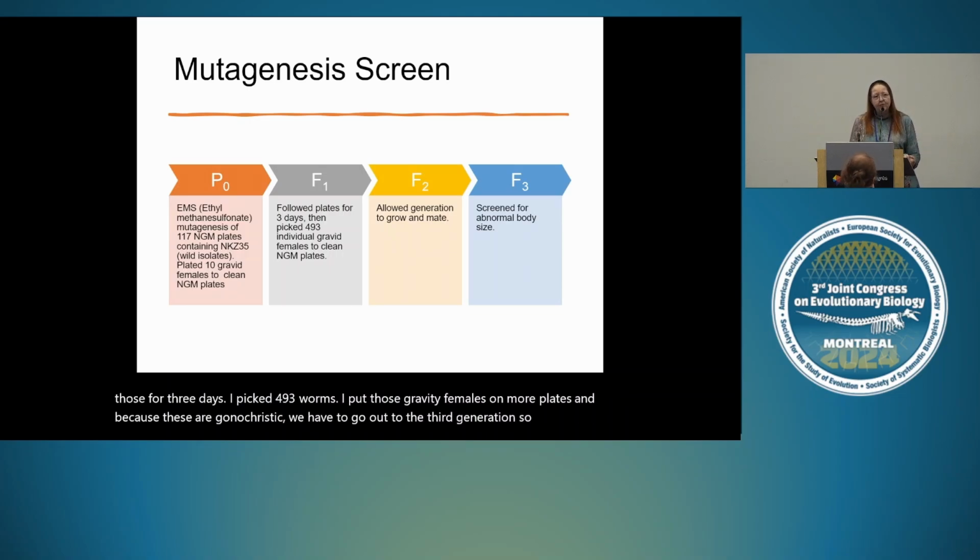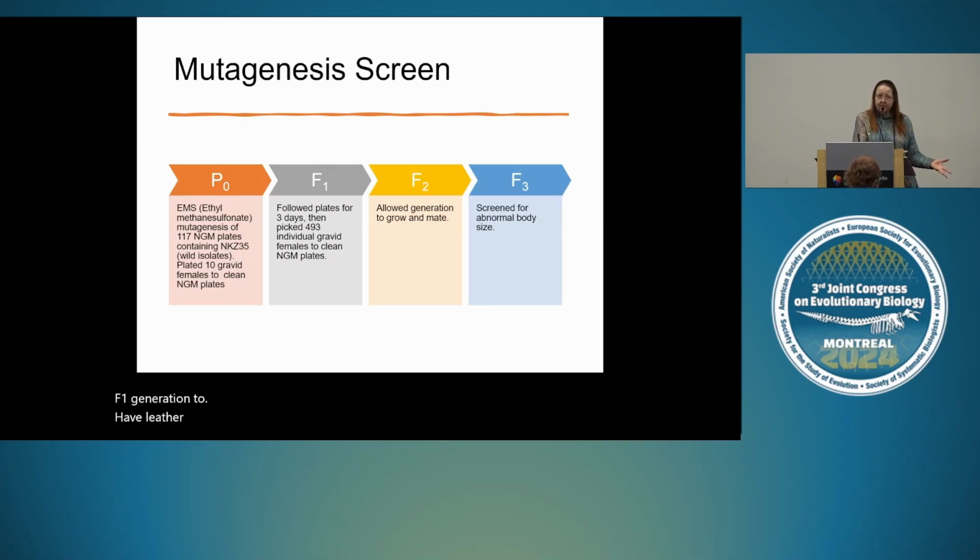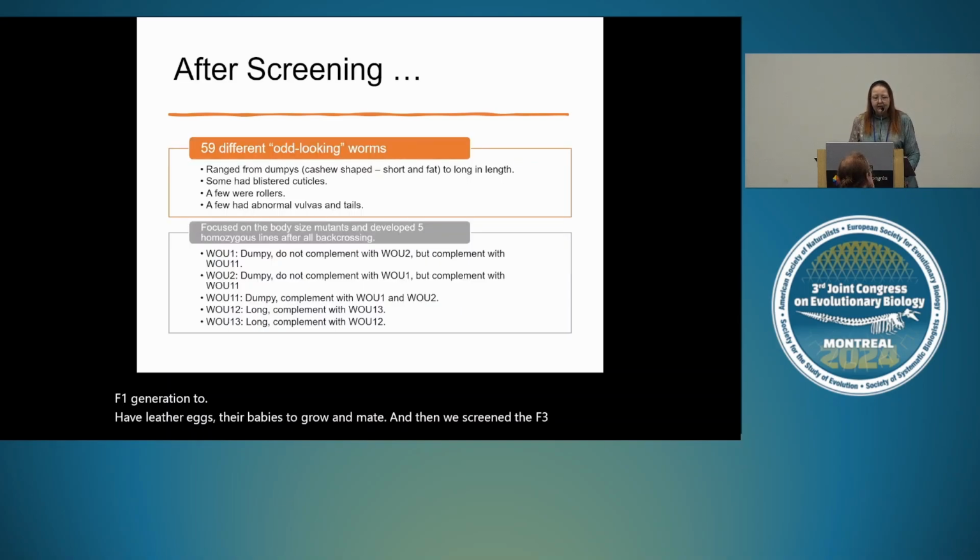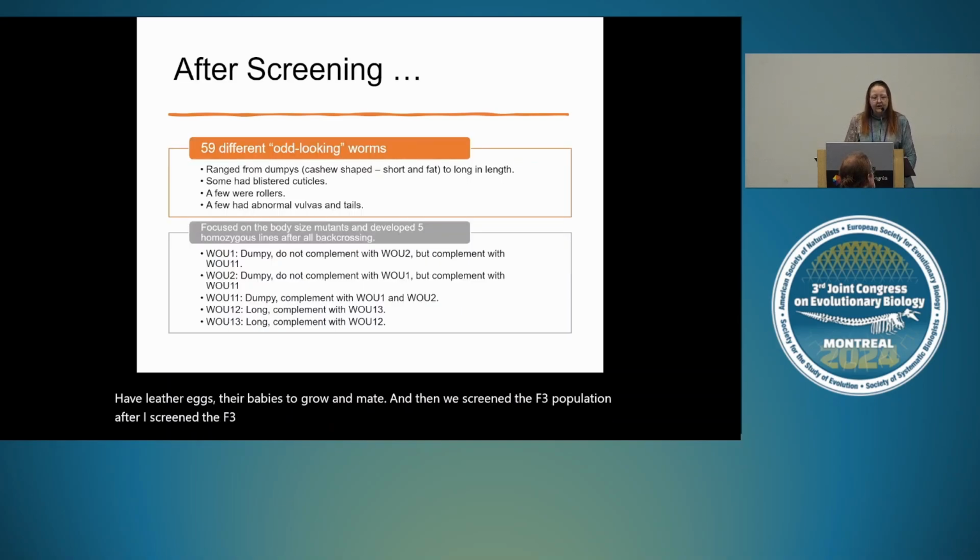So we allowed the F1 generation to lay their eggs, their babies to grow and mate, and then we screened the F3 population. After I screened the F3 population, I came up with 59 different weird-looking worms. I'm not a geneticist. I didn't even come from biology. To me, a worm is weird anyway. So what I found is we had these little bitty baby cashew-looking worms. I mean, they're short and fat. We call those dumpies.